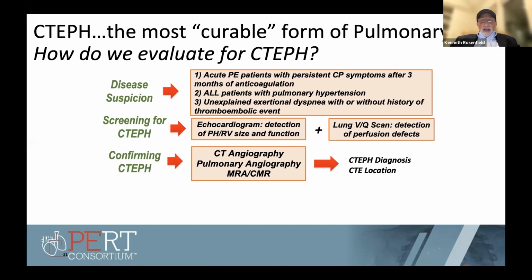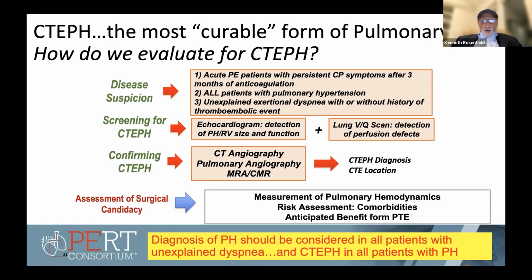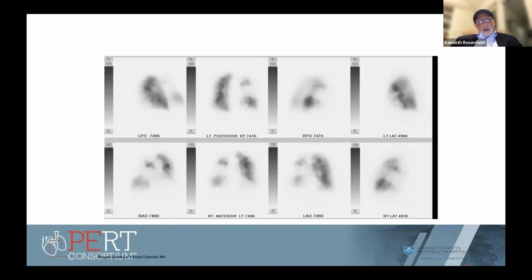A CT angiogram and a pulmonary angiogram, these also are incredibly important. They have to be done as part of the workup. PH should be considered in all patients with unexplained dyspnea, and CTEPH in all patients with PH. And then, of course, measuring the pulmonary hemodynamics is important to assess their surgical candidacy and also candidacy for BPA. So as I already said, a VQ scan is critically important.